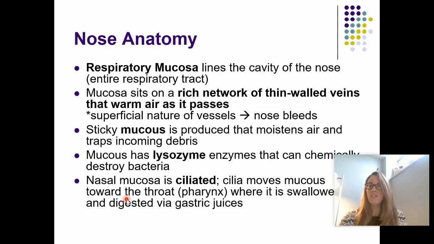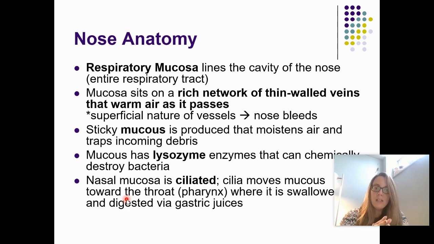Respiratory mucosa. So I just talked about this. Okay. So your respiratory mucosa, so it's a mucosa because our respiratory system is exposed to the outside. We've got a lot of superficial veins that have very, very thin walls in a respiratory mucosa that are there to help warm air as it passes by. However, it's kind of easy to get a nosebleed because of those superficial blood vessels.